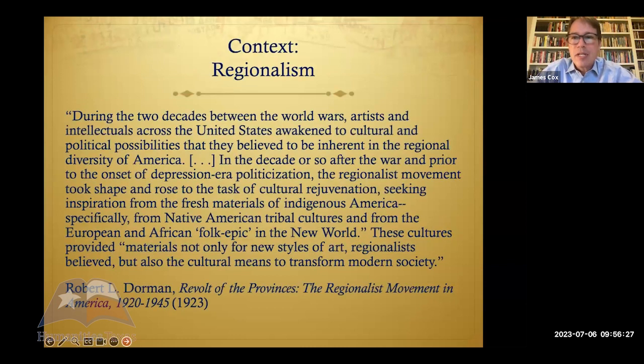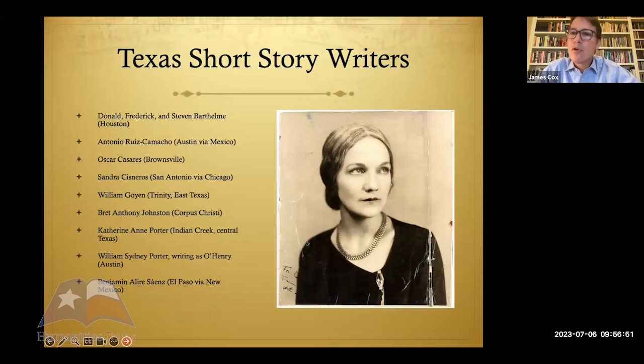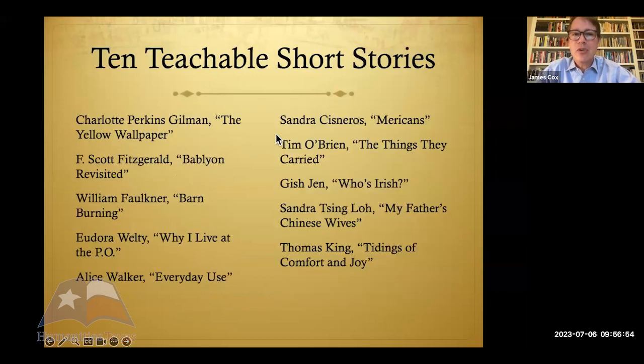And there's a definition of regionalism, which was at one time really the most popular mode in the United States, and still, I think, holds a really significant position in American literary studies. For your review later, I've given you a list of Texas short story writers and 10 teachable short stories. These are short stories that I've taught many times, and they almost never go wrong. If you'd like, you can review them during the break, and we can talk about them for a couple of minutes when we come back.